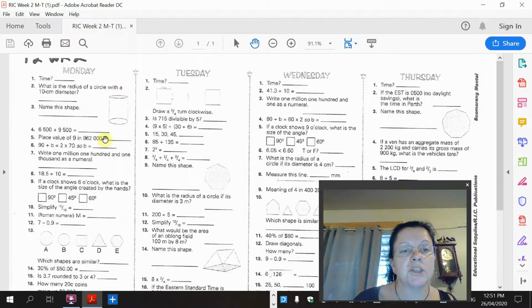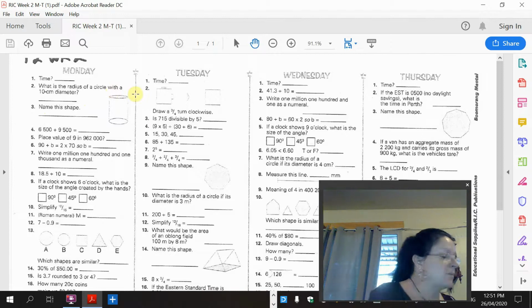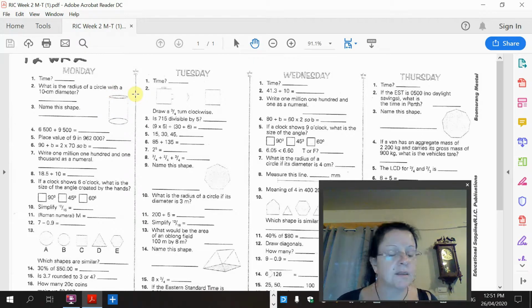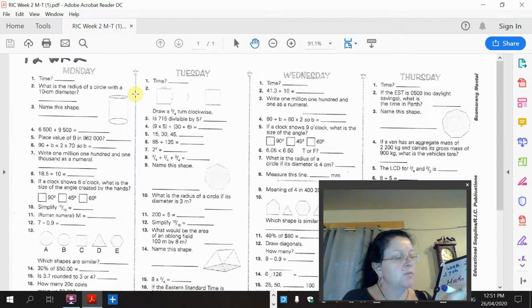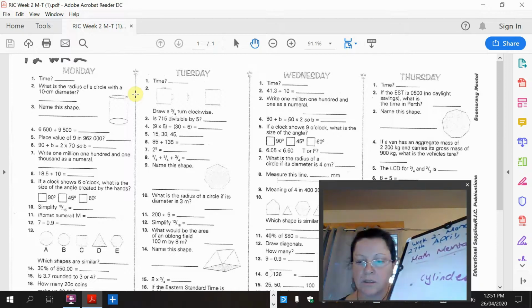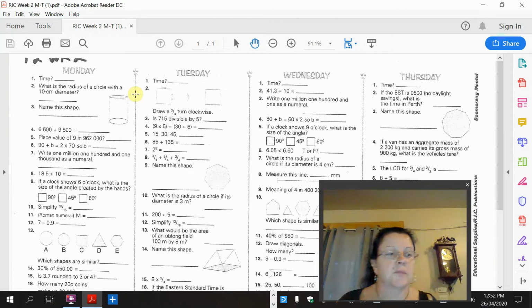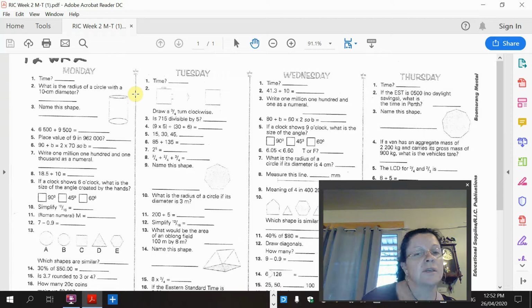Number 3, what's this shape? And that's like a tin can with baked beans or something, isn't it? So that's called a cylinder. And don't forget, cylinder is spelt with a C. Cylinder. All right, for the next one, there's 2 ways we can do that.